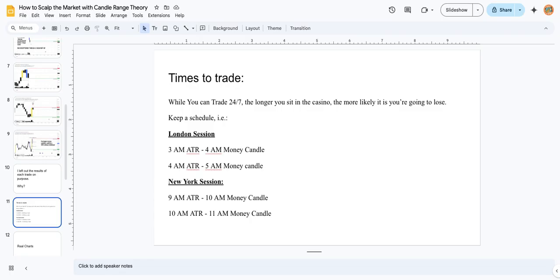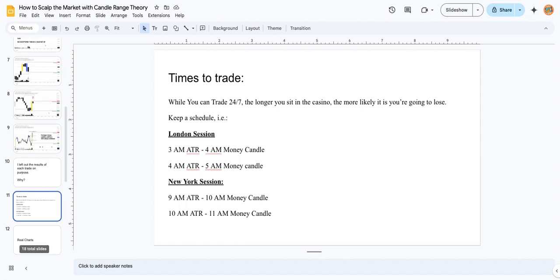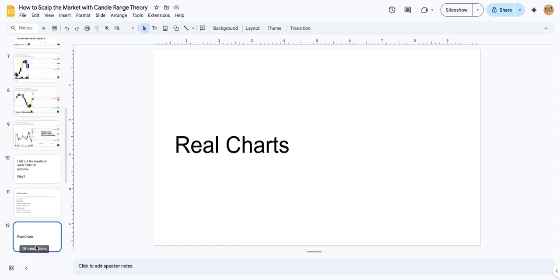But at 7 p.m. at night, do you really want to be in a chart, or would you rather be spending time with your family, maybe doing something else, something you actually enjoy? Don't spend too much time on the chart, is the point. So stick to a schedule.